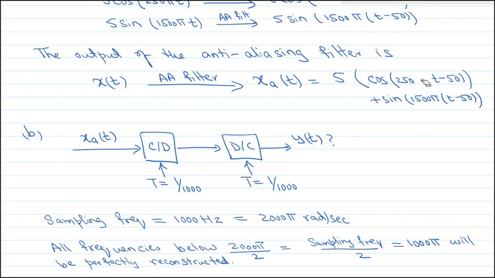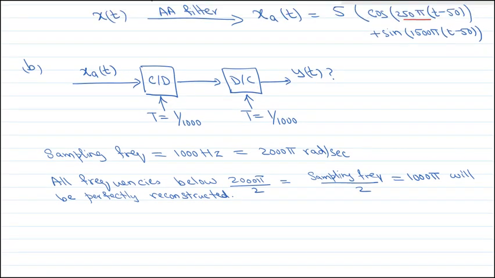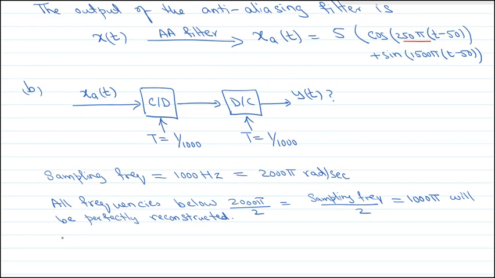Let me just fix that. It's 250 pi t minus 50. So since this signal has a frequency of 250 pi, technically speaking plus 250 pi and minus 250 pi, it will pass through this sampling and reconstruction block as it is. Okay, so let's write that down.